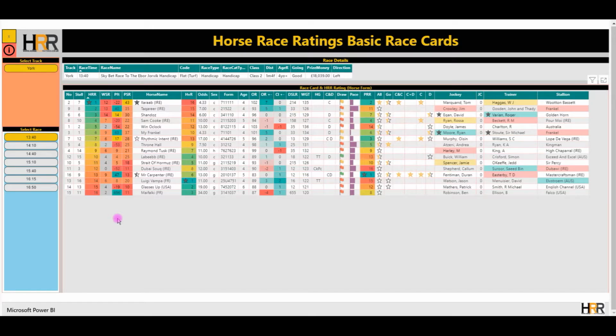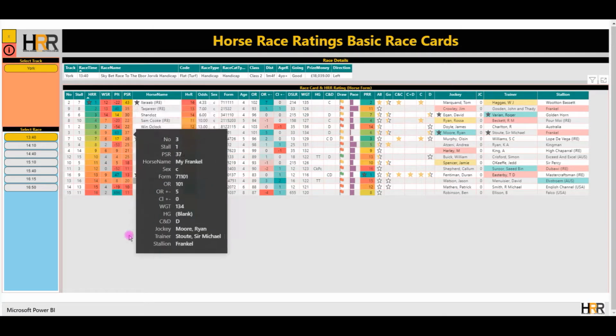PFT is profit. That is the profit to Betfair SPs minus a 2% commission, and that gives you the overall profit. If you back the second rated in these types of races at York, you would have a £40 profit to a £1 level stake at Betfair SPs for a 13% strike rate. PSR is the place strike rate, which is very similar. The top rated only wins 12% of the time, but actually places 43% of the time.